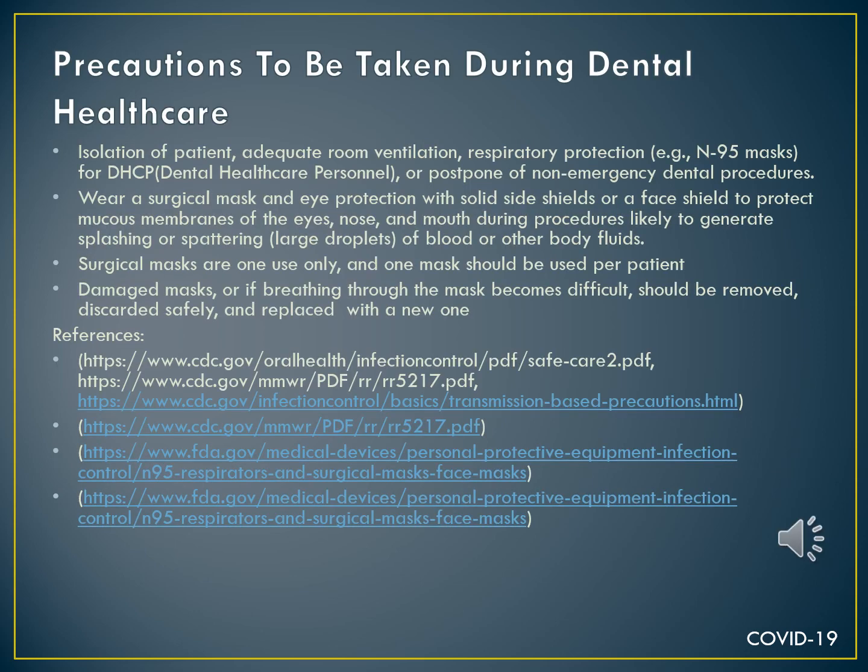As dentists, a few precautions are to be taken during dental health care. This includes isolation of the patient, adequate room ventilation, respiratory protection such as N95 masks, and postponing of non-emergency dental procedures. Next, wear a surgical mask and eye protection with solid side shields or a face shield to protect mucous membranes of the eyes, nose, and mouth. Surgical masks are also one use only, and one mask should be used per patient. Any damaged mask, or if breathing through the mask becomes difficult, should be removed, discarded safely, and replaced with a new one.